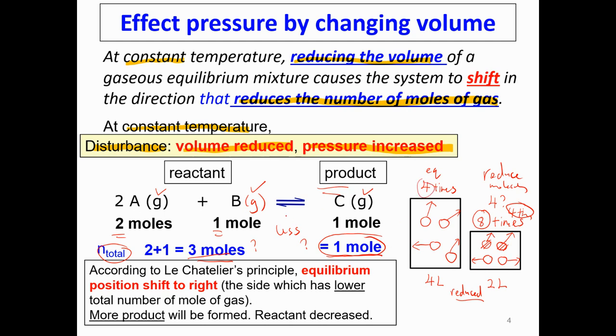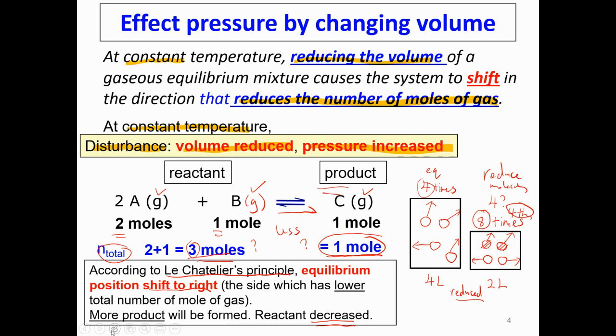So what happened now is the equilibrium will shift to the right. According to Le Chatelier's principle, the equilibrium position shifts to the right. Thus, more product will be formed and reactant decreases. It doesn't mean that more product forms and then the number of molecules becomes more. No, it means more product is formed, but it's only 1 mole. And then reactant will decrease because reactant has 3 moles, so it will become less. Then equilibrium will be achieved.